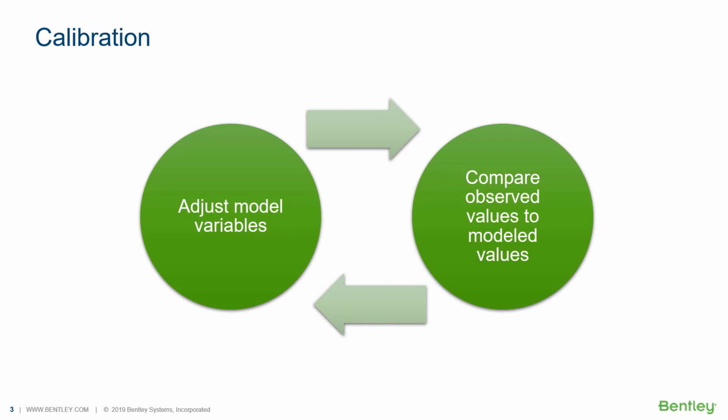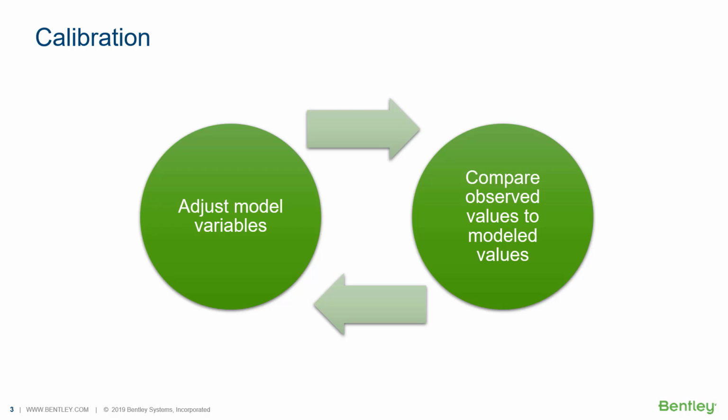Calibration itself consists of comparing what you observe in the field to what the model tells you, and adjusting the model or throwing out bad field data so that the model and the field data are in agreement. This is an iterative process, and theoretically it's pretty simple. You find out what the problem is and fix it. The devil's in the details though. But let's talk about why we're doing this.